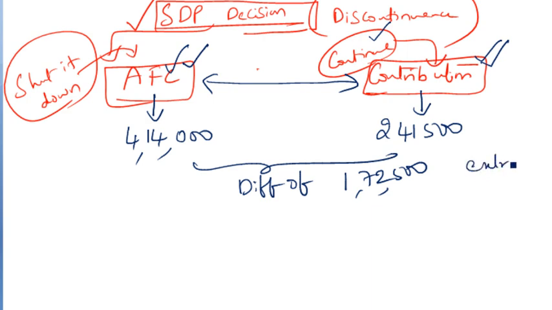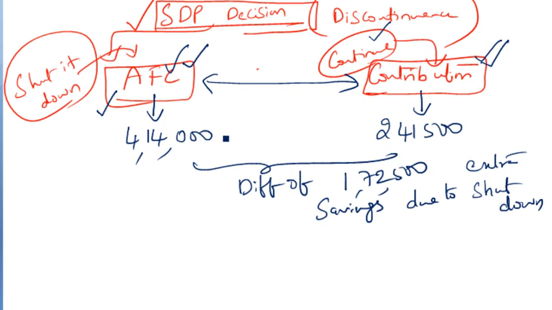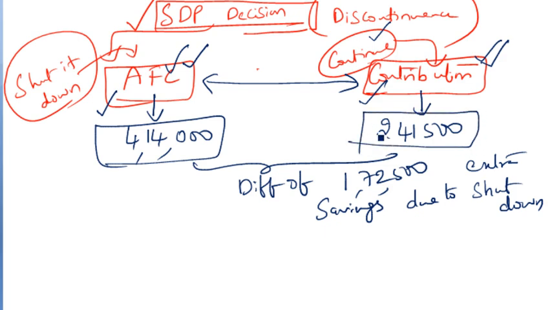That is extra savings due to discontinuance or shutdown, right? So which means if you shut down your company, you'll be saving this much of fixed cost. How much? 4,14,000. And if you continue the operations of that particular division, then you'll be earning a contribution of only 2,41,500, which means on the face of it right now, it seems that there is a difference of 1,72,500, which will be extra savings if you try to discontinue or shut down. But it doesn't stop there. There is more to it.